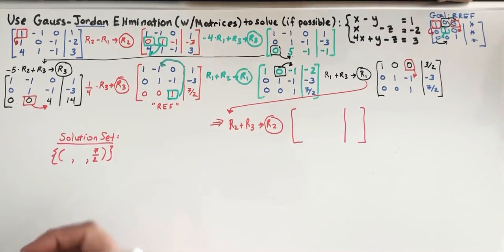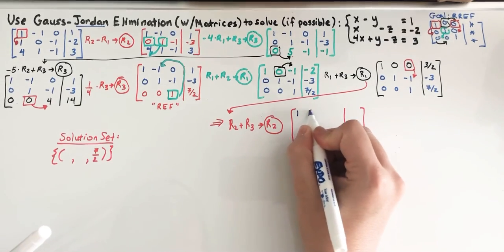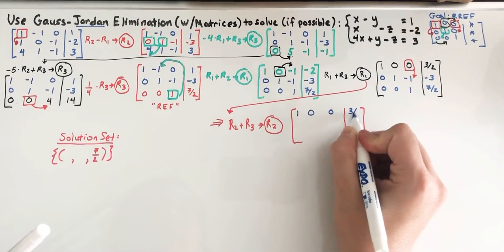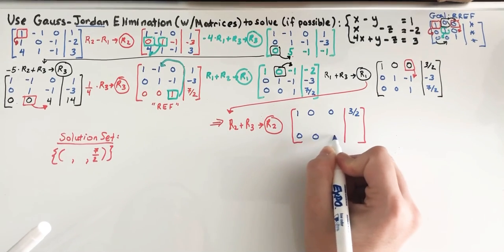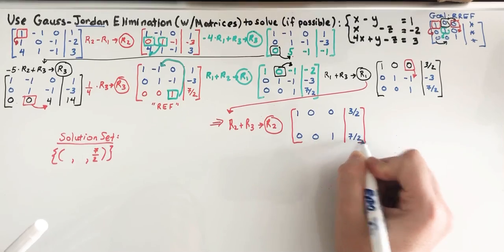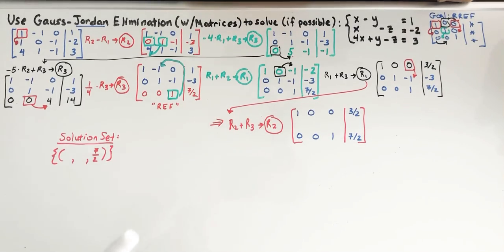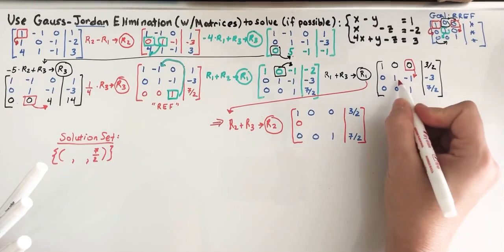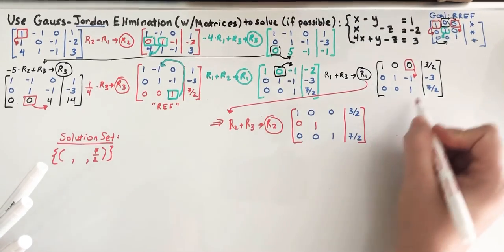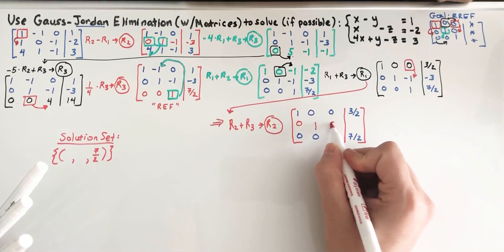So if I do that, I'm keeping rows 1 and 3 unchanged, so let's do some copying and pasting. 1, 0, 0, 3 halves. Again, row 3 is unchanged. 0, 0, 1, 7 halves. But to get our new row 2, we add our old rows 2 and 3 together. 0 plus 0 is 0. 1 plus 0 is 1. Negative 1 plus 1, that's the 0 we were after.